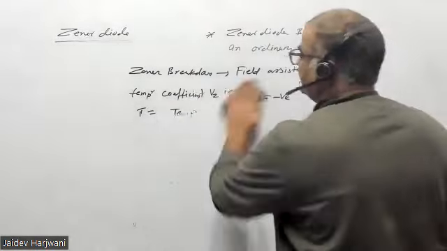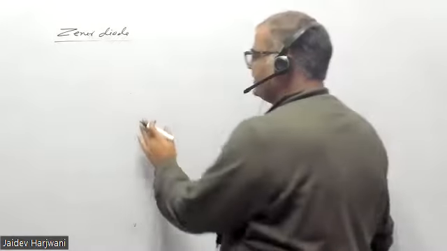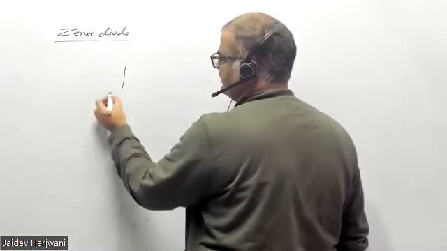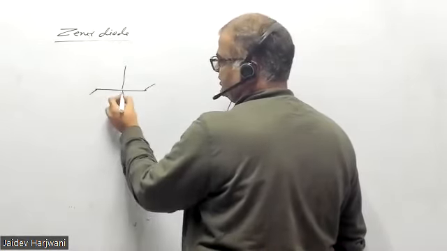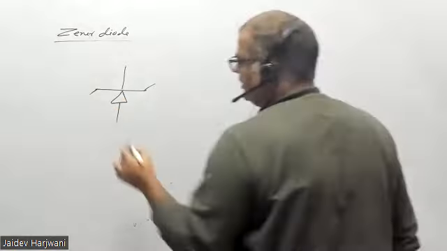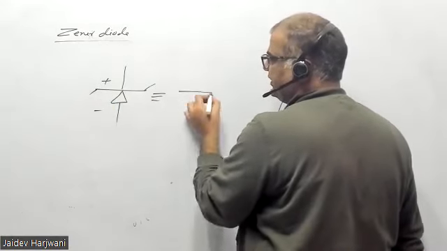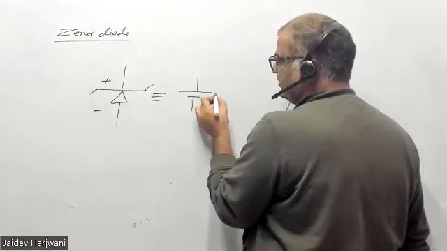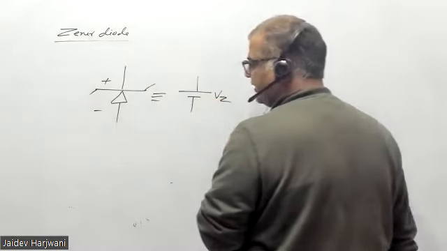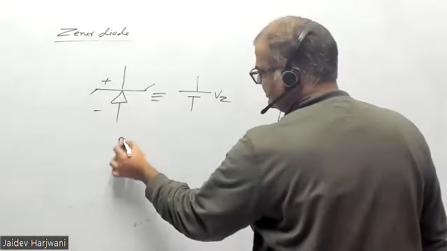So now we'll come back to our normal thing. What are the circuit applications? What is there in circuit applications? This is your Zener diode. Now you are applying this plus here, and that will be replaced by VZ in the reverse bias.